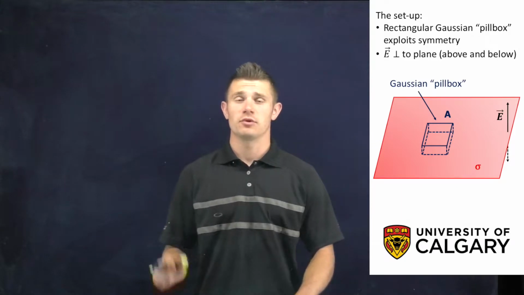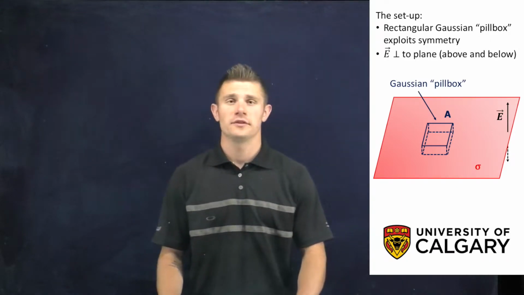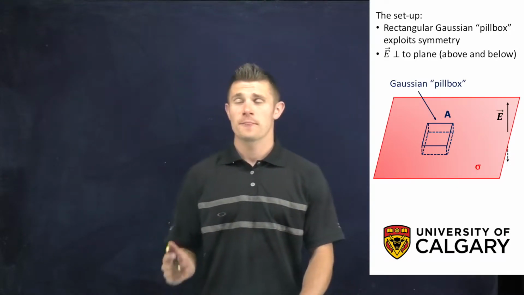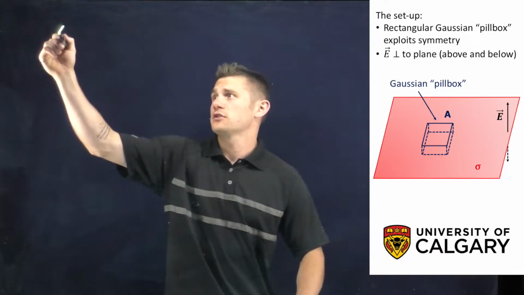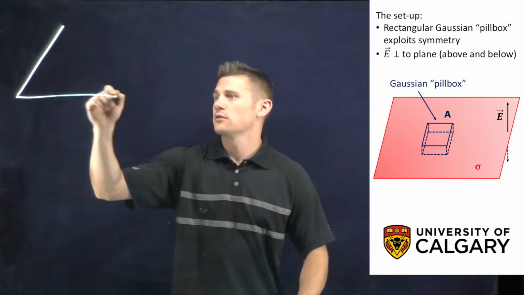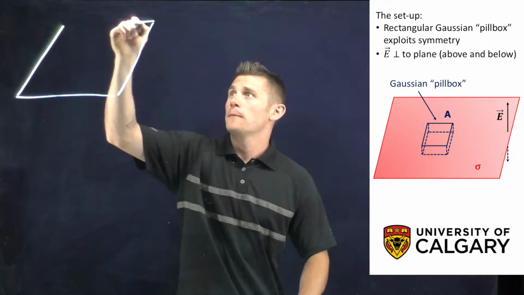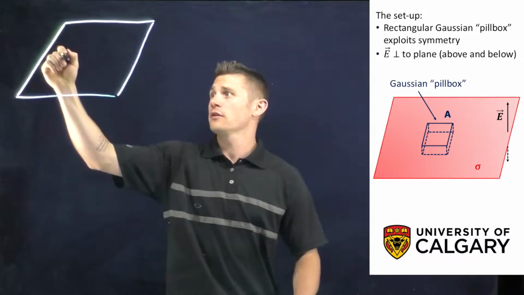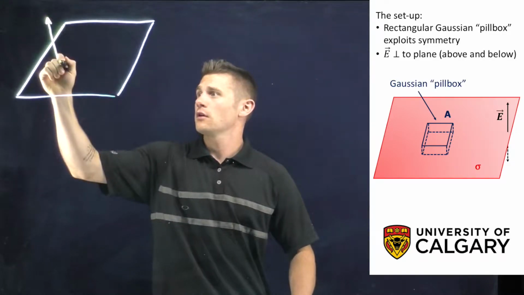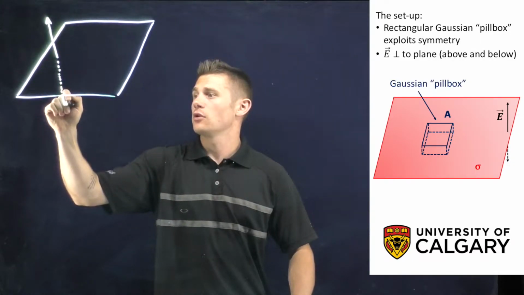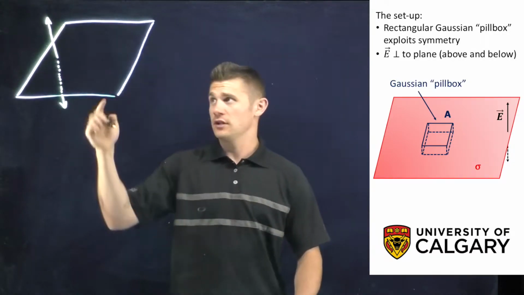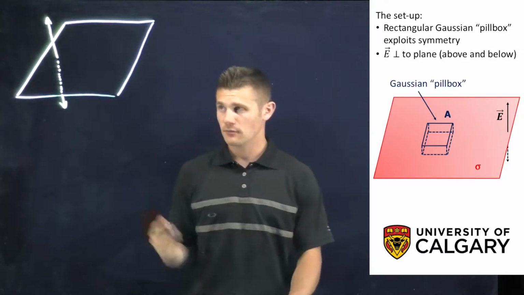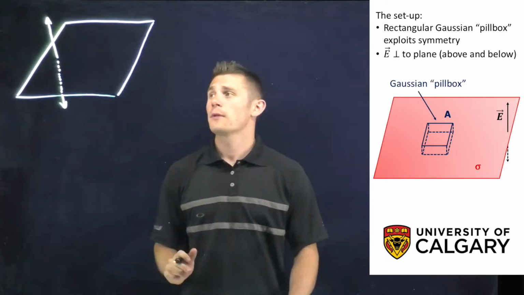Today we're going to work through an example using Gauss's law to find the electric field outside of a plane of charge. So we'll draw our infinite plane of charge, like so. And we know that the electric field will come off above and below our plane of charge, vertically straight up and straight down, based off the symmetry of the plane.